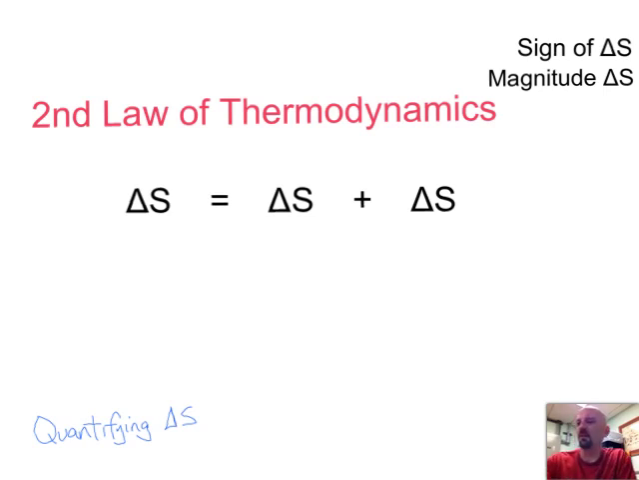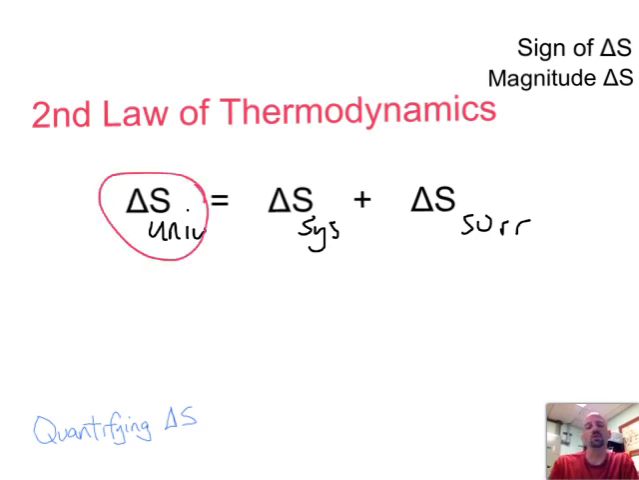The second law of thermodynamics is going to tell us that the entropy change for the universe is equal to the entropy change for the system plus the surroundings. That's really not the second law. The second law bit comes in when we talk about the delta S of the universe. Namely, the delta S of the universe is going to be positive anytime we have a spontaneous process.